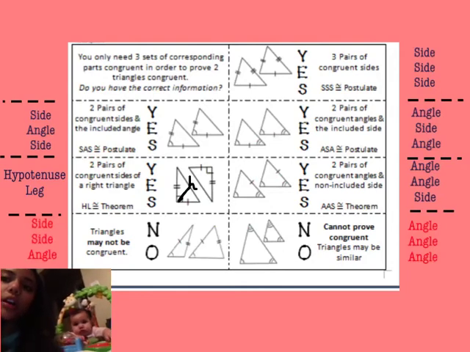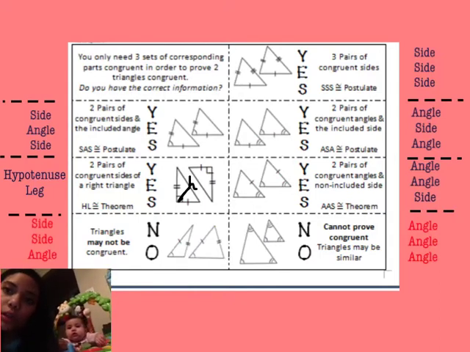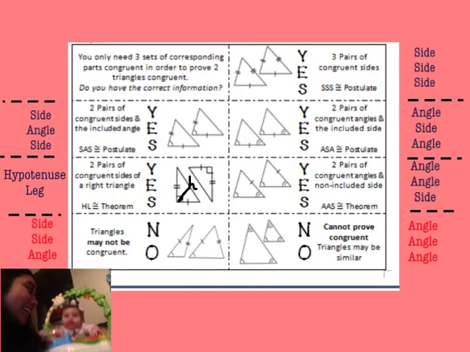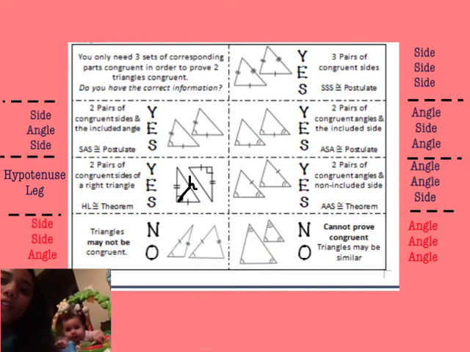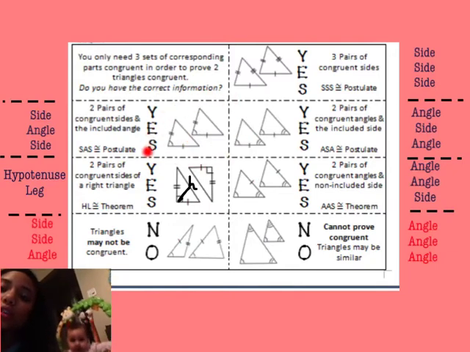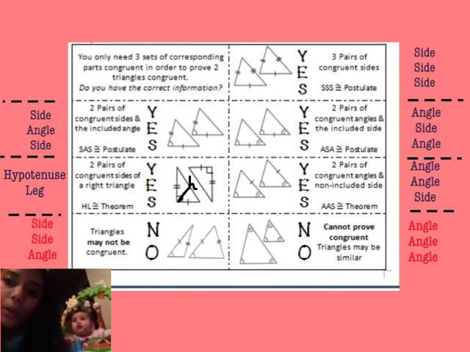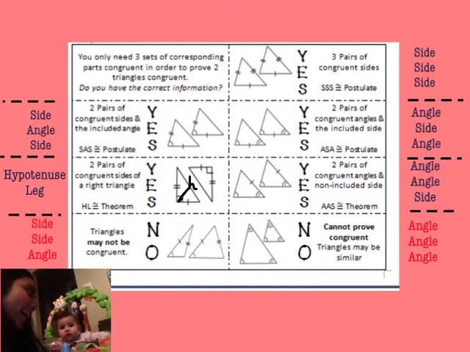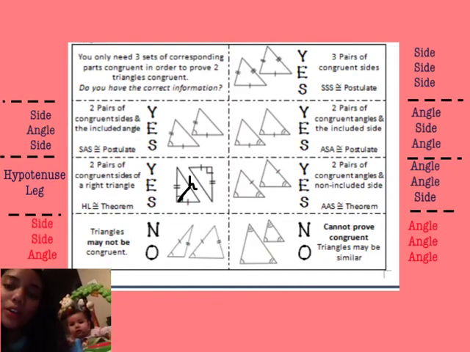And I promise you this is all going to make sense whenever I show you an example on the next slide. I just want to walk you through it so you know what you're looking at. Okay, so 2 pairs of congruent sides and the included angle. Yes, that means that they are congruent. So that means side, angle, side. So side, angle, side are congruent. So that means these 2, side, angle, side, are congruent. So we're going to go on and do an example because that will make more sense to you. I promise.